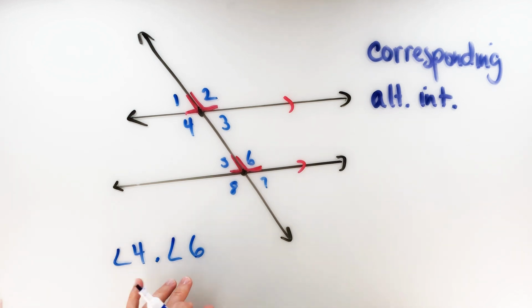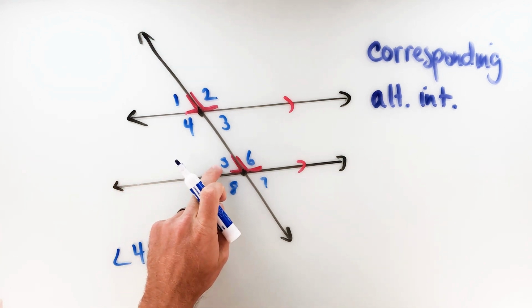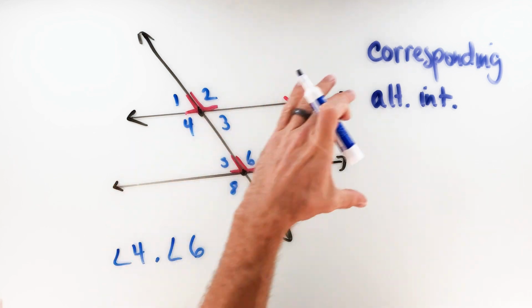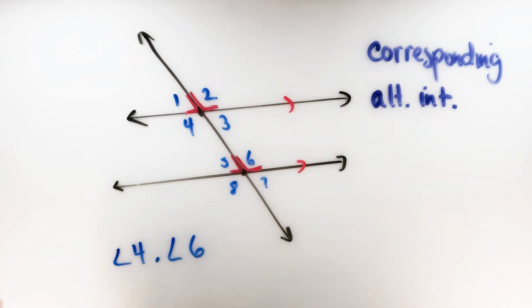Okay, so angle 4 and angle 6 would be considered alternate interior. The other pair of alternate interior we can look at is 5 and 3. 5 is on the left, 3 is on the right, one at each intersection, both in between the parallel lines. So angle 5 and angle 3 would be another pair of alternate interior angles.